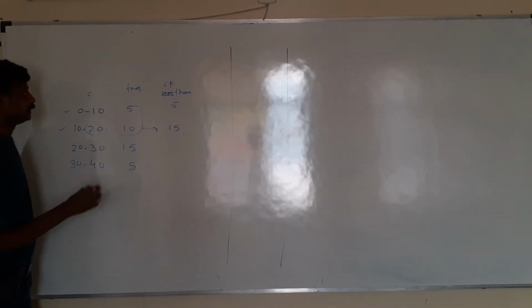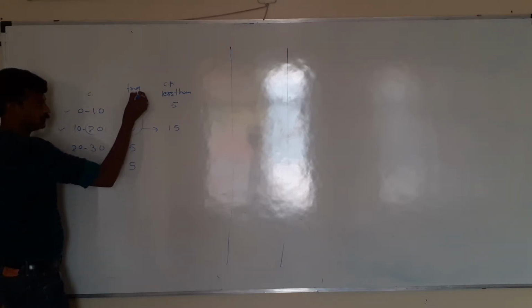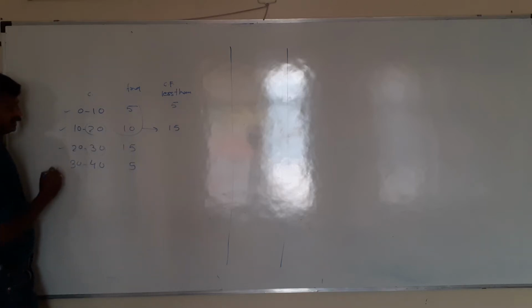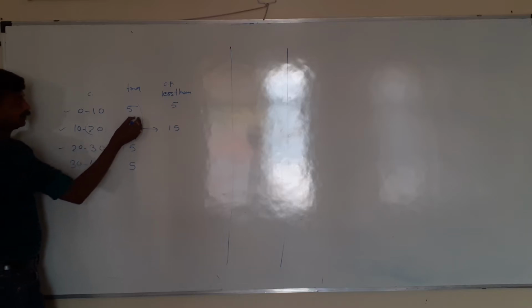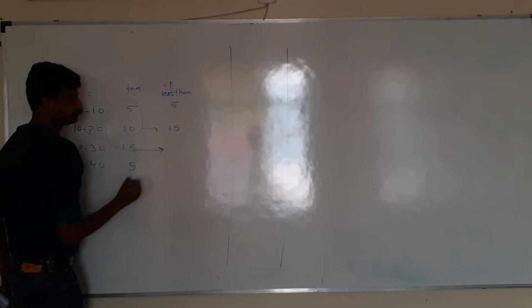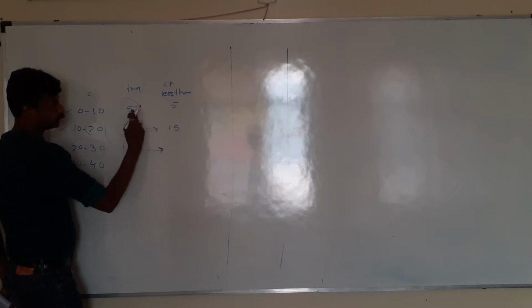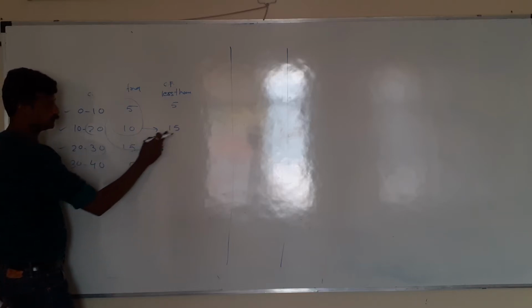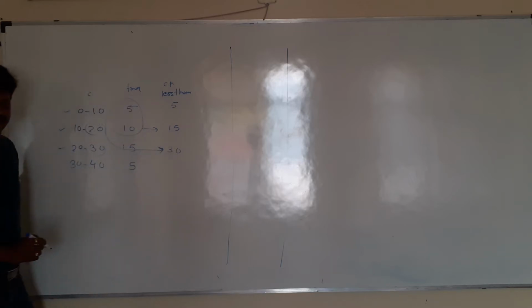In such a way, in less than upper class limit cumulative frequency, there will be addition of frequencies from top to bottom. Same way, cumulative frequency for the next class, less than 30. This is also part of less than 30, this is also part of less than 30. So all the three we have to consider. Instead of adding these three, already we have the total of first two frequencies here. We just have to add the frequency of third class. So 15 plus 15 gives 30. That is nothing but the addition of these three frequencies.